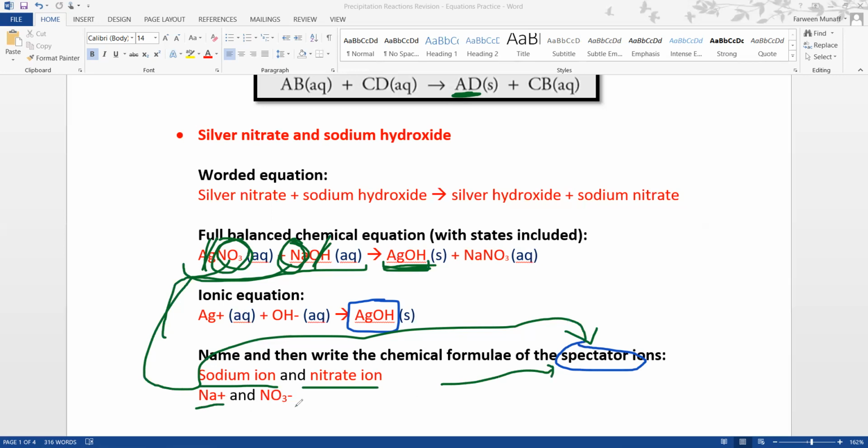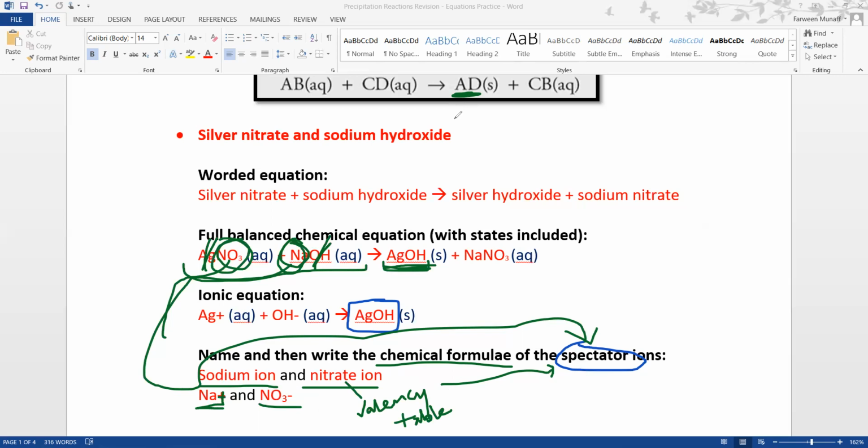Then we write their chemical formula like this, just Na+, because we know sodium has a +1 charge being in group 1. NO3, nitrate, is actually a polyatomic ion. So you're going to refer back to your valency table for the charge if you don't know it already. So that's the basic idea. And we know that NO3, if we look at our valency table, has a -1 charge. That's our spectator ions.